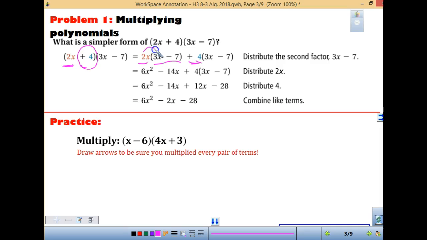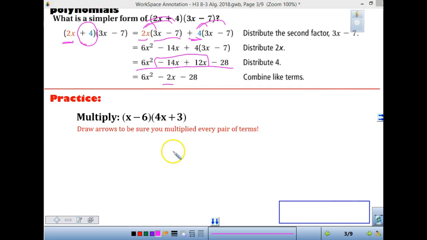So using the distributive property, that's how they got 6x squared minus 14x. Then they're going to take 4 times 3x and the 4 times negative 7. And now you're going to add your like terms. And the 2 terms that will usually be like are these 2 inside terms, negative 14x plus 12x to get negative 2x. So I would like you to do this one in the same way. It says draw the arrows to make sure that you multiplied every pair of terms.